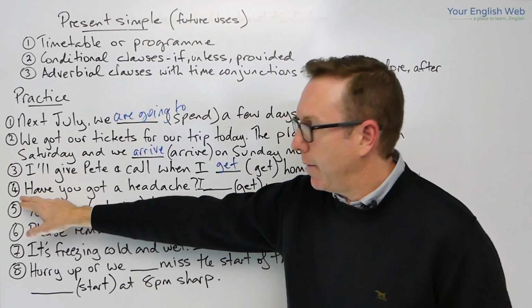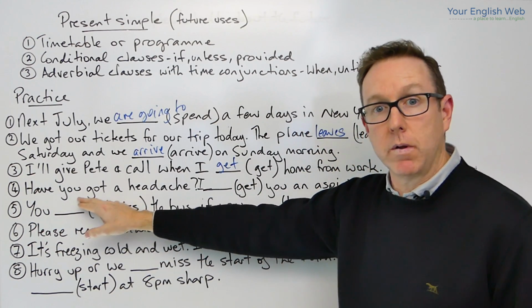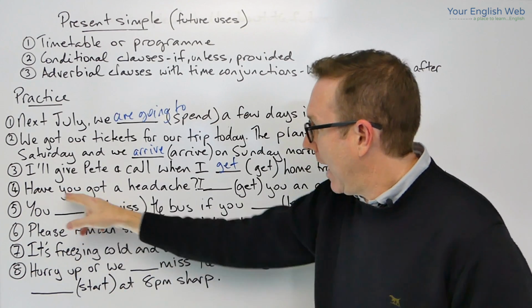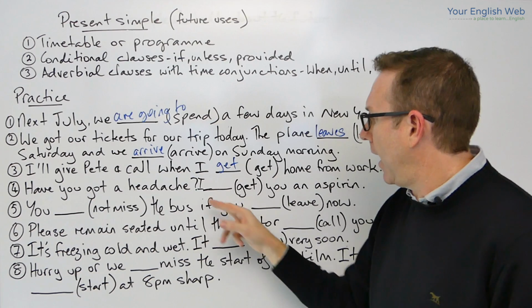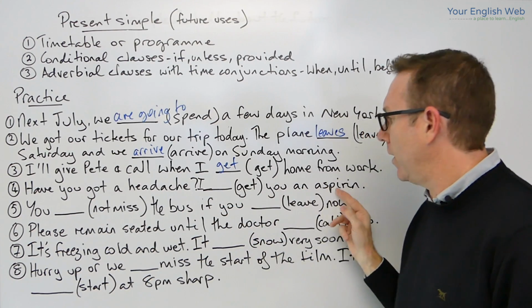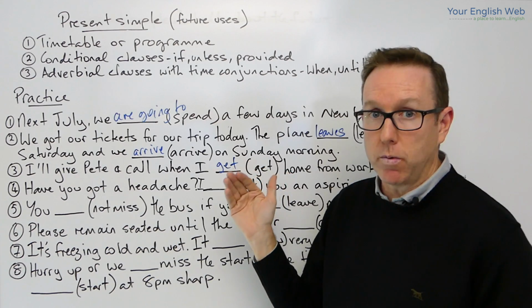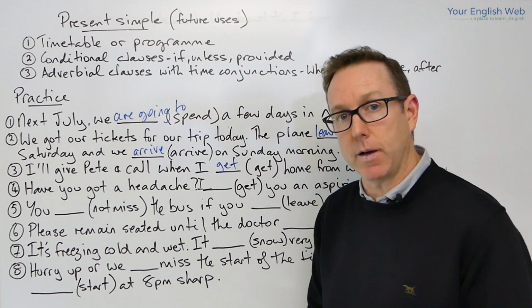Okay, the next one, number 4. Now, a friend of yours is not feeling very well. This person you think might have a headache, so you ask them, have you got a headache? They say yes. And you say, I'll get you an aspirin. Which one do we use? Do we use the present simple? Is it one of these 3? Or do we use another future reference here? Which one do we use?